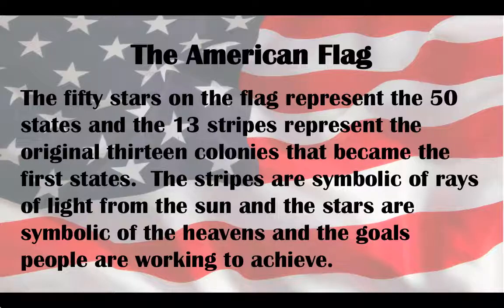Those 13 red and white stripes represent the original 13 colonies that then became the first states of the United States. That's why the first flag had 13 stars and 13 stripes. Now, why did the founding fathers and the people who designed the flag choose stripes and stars? The stripes are symbols of rays of light coming from the sun, and the stars are symbolic of the heavens and goals that people are working to achieve.